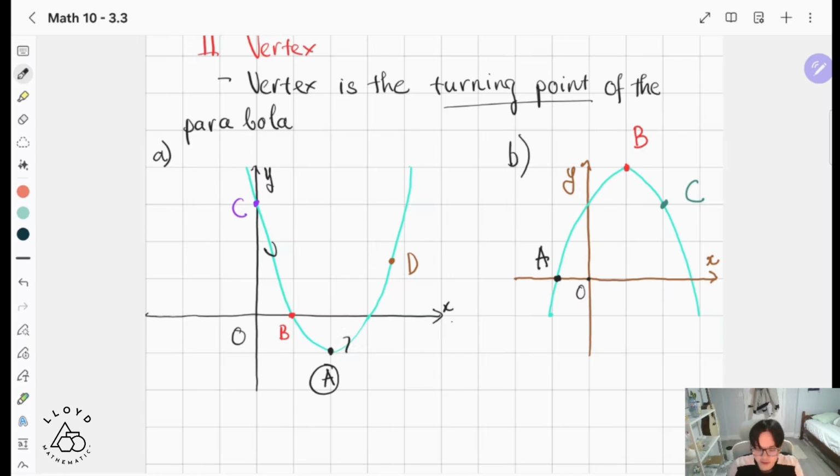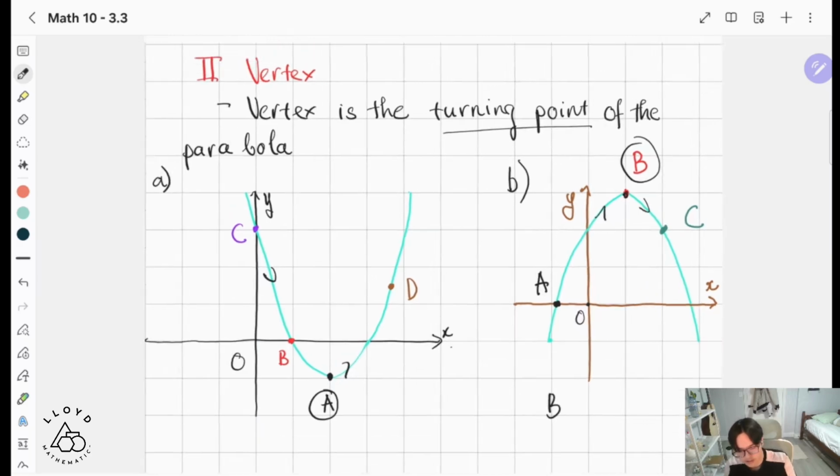And for the same, what is the vertex of the other parabola? Is it A, B, or C? So in this one, it is B, because B is the turning point where it stops increasing at B and starts decreasing from B. Okay, so just simple like that.